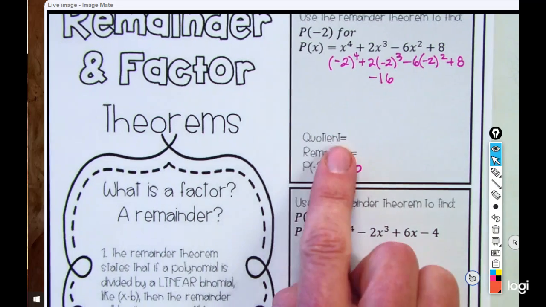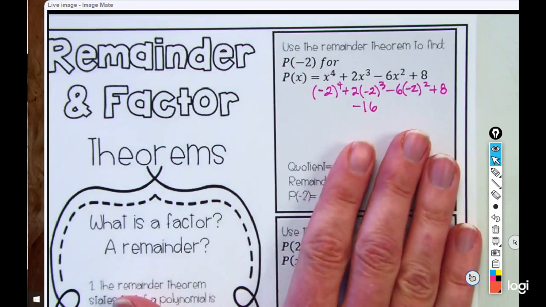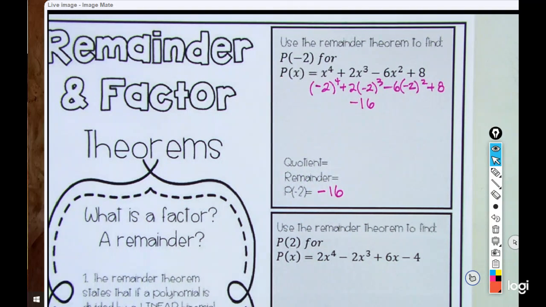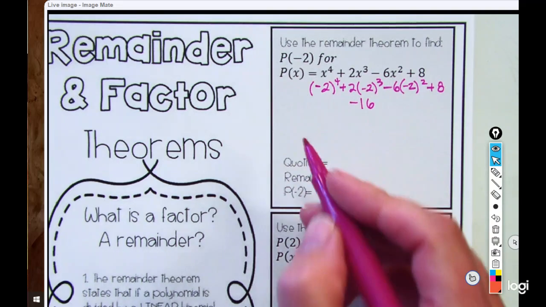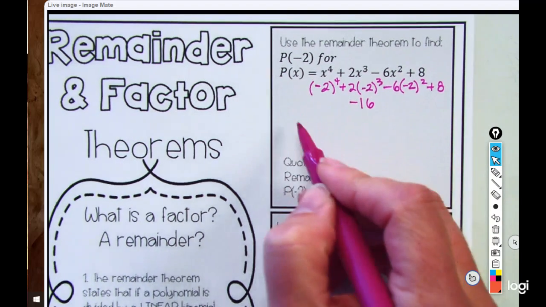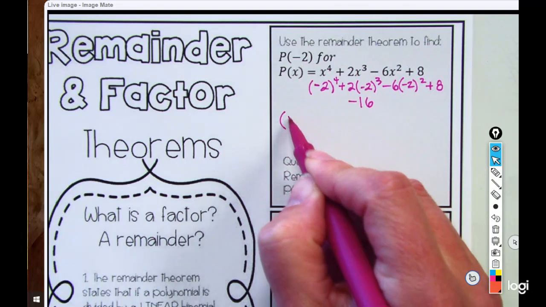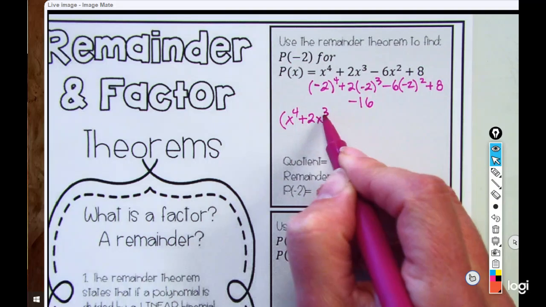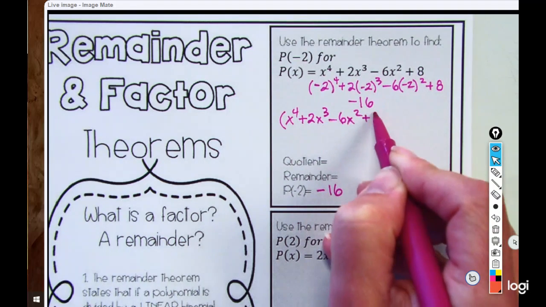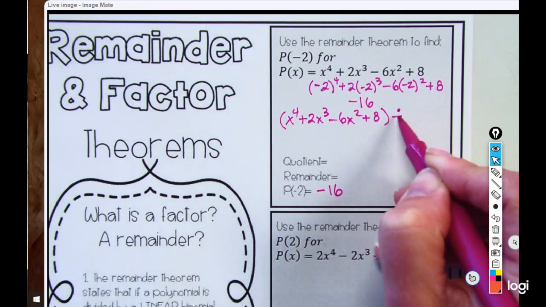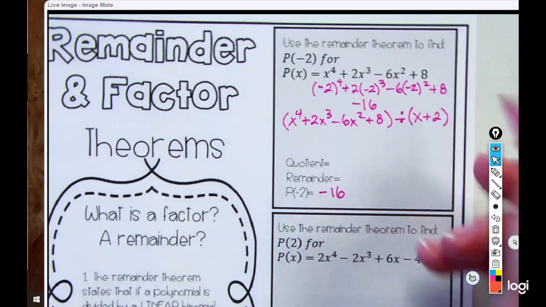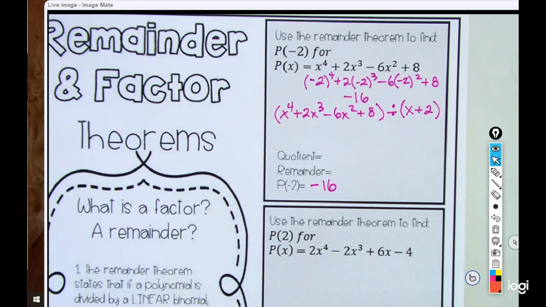So Chance, help me out. What am I going to divide by to come up with a remainder of -16? Have you put this together already? When you divide by x plus 2. Is it x plus 2? All right. Plus 2x cubed minus 6x squared plus 8 divided by x plus 2. All right, hurry and do some synthetic division.